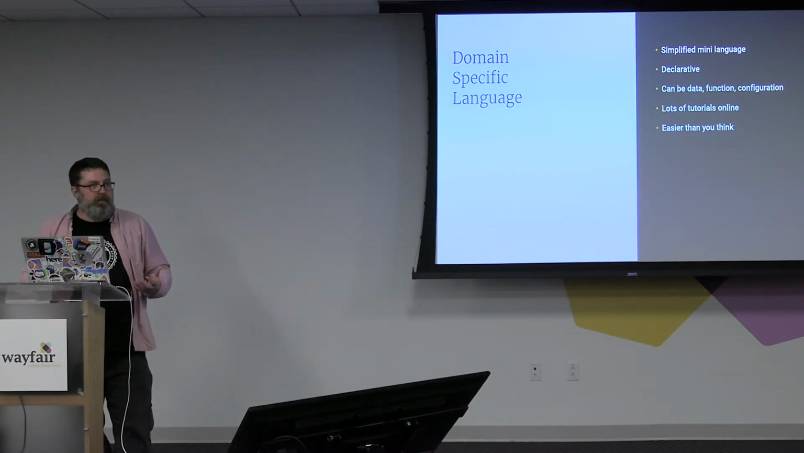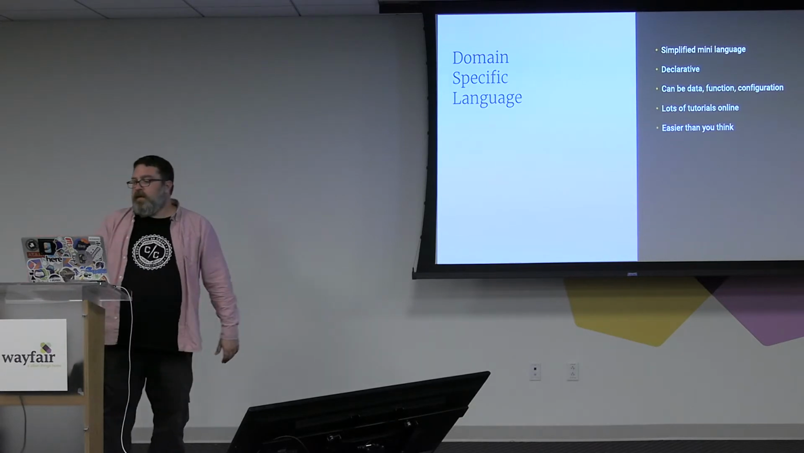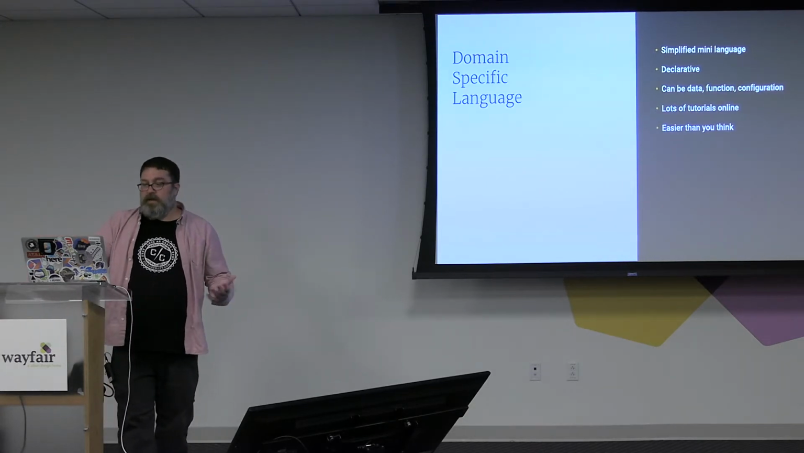Kotlin was purpose-built for creating beautiful, elegant, expressive DSLs. It was one of their main design goals in the beginning when they created the language. So there's lots of things that make it really easy and make it really nice. And most importantly, it's easier to make a DSL than you think.